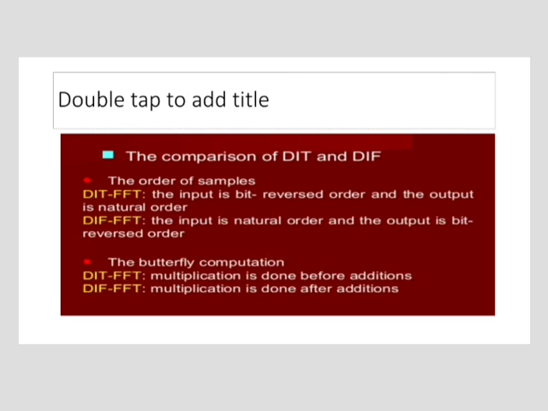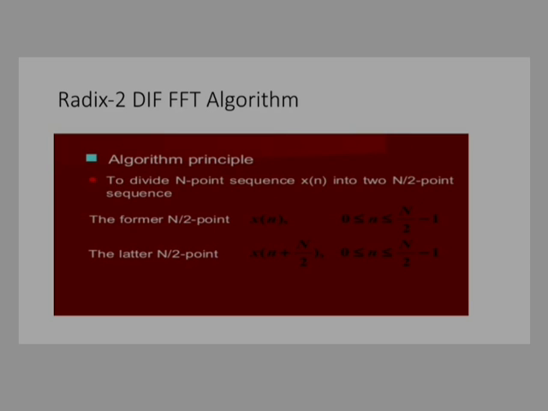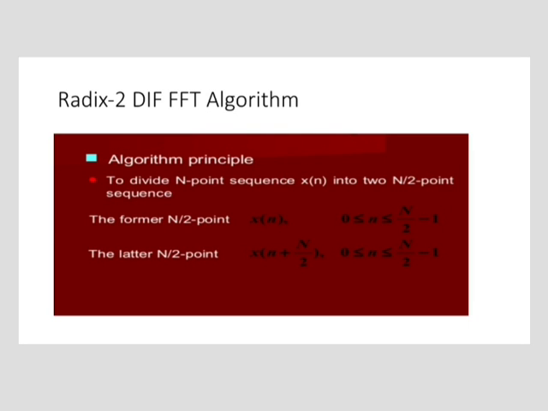The radix 2 decimation in frequency algorithm rearranges the discrete Fourier transform equation into two parts: computation of the even numbered discrete frequency indices X of k, for k ranging from 0 to N minus 2, and computation of the odd numbered indices k, where k ranges from 1, 3, 5 to N minus 1.